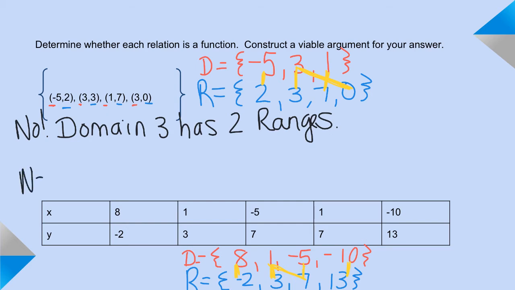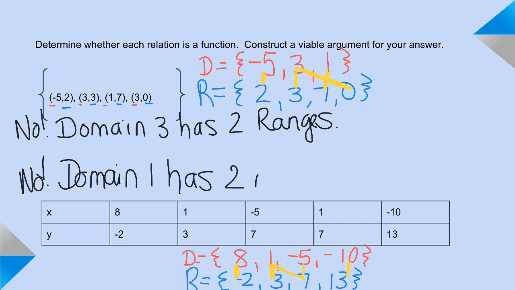This is not a function. The problem is that domain 1 has 2 ranges. To be a function, each domain can only have 1 range.